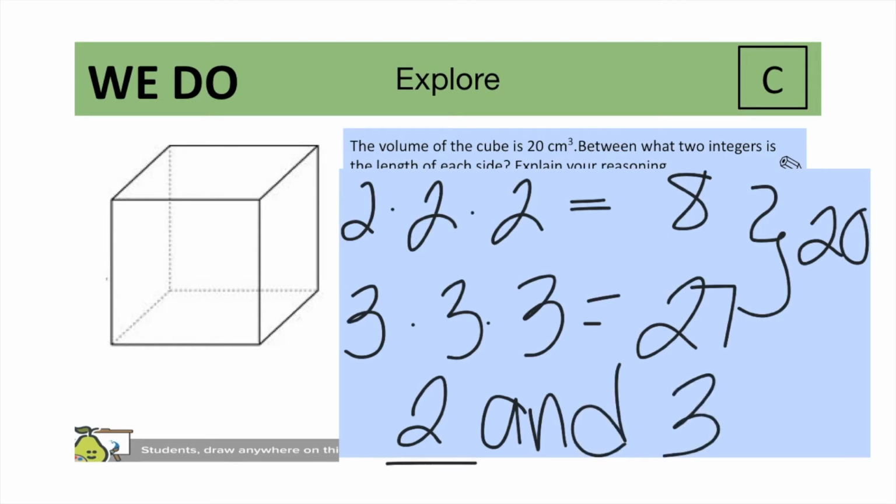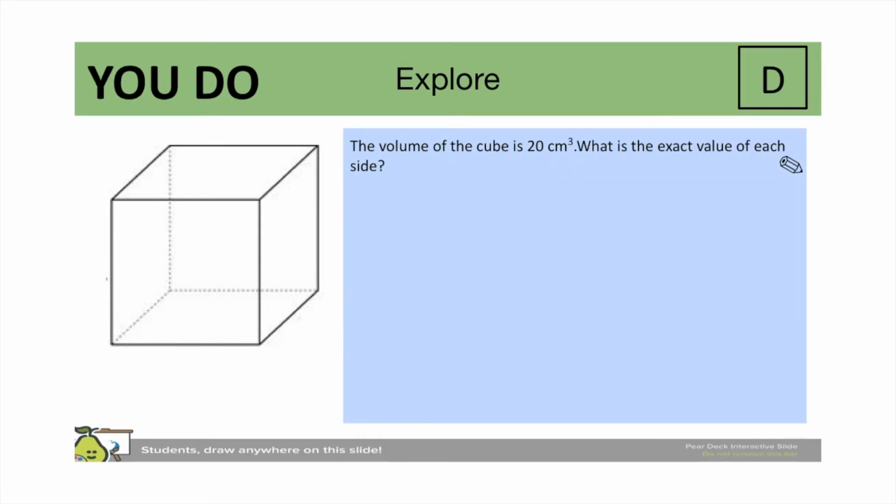Now for the you do, students are going to find the exact value of the side. So students now have that support from the we do and know that the answer has to be somewhere between 2 and 3.